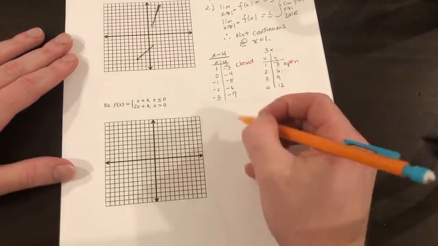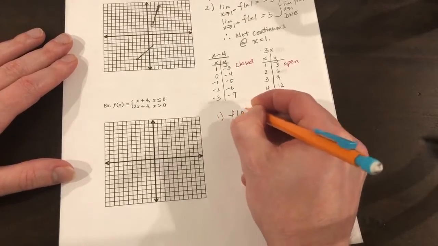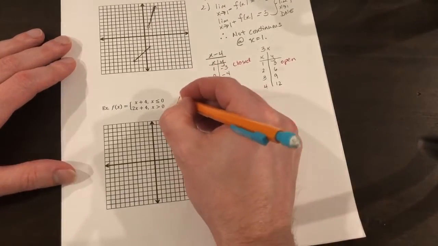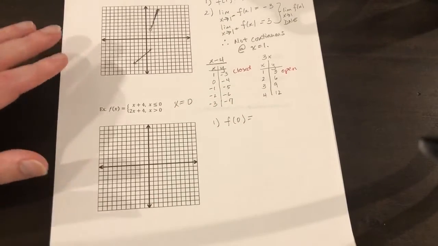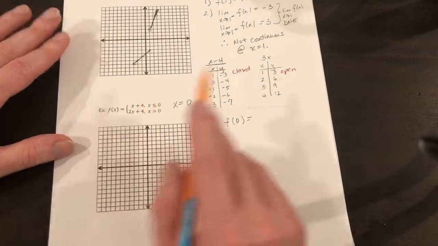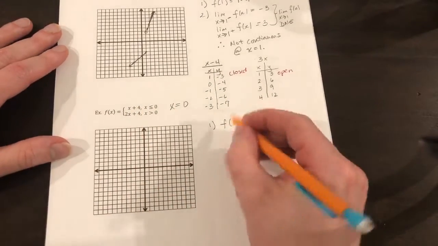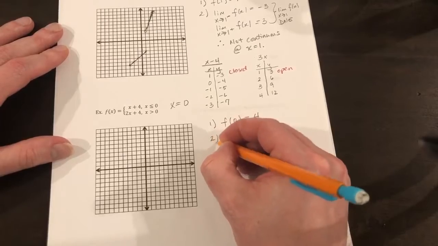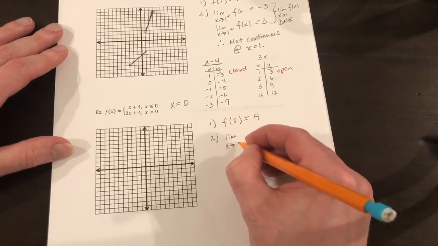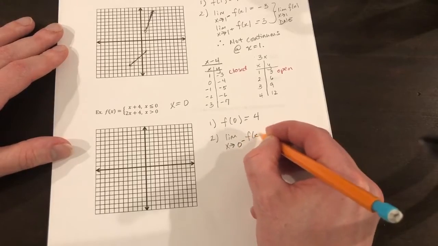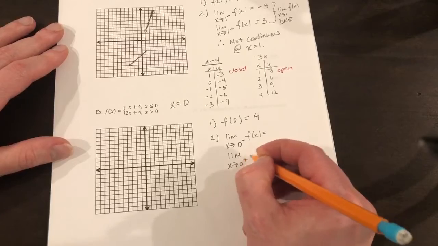Okay, cool. Next example, step 1. We're going to prove it at x is equal to 0. So f of 0, we're going to be in the equal to branch, is going to be 4, because 0 plus 4 is 4. Step 2, we're going to prove that the limit exists. So we take the limit as x approaches 0 from the left-hand side, and the limit as x approaches 0 from the positive side.